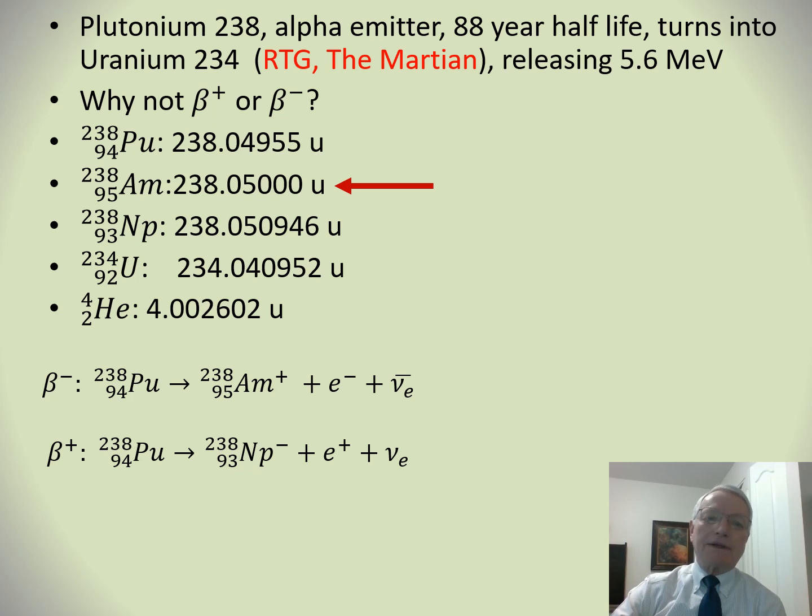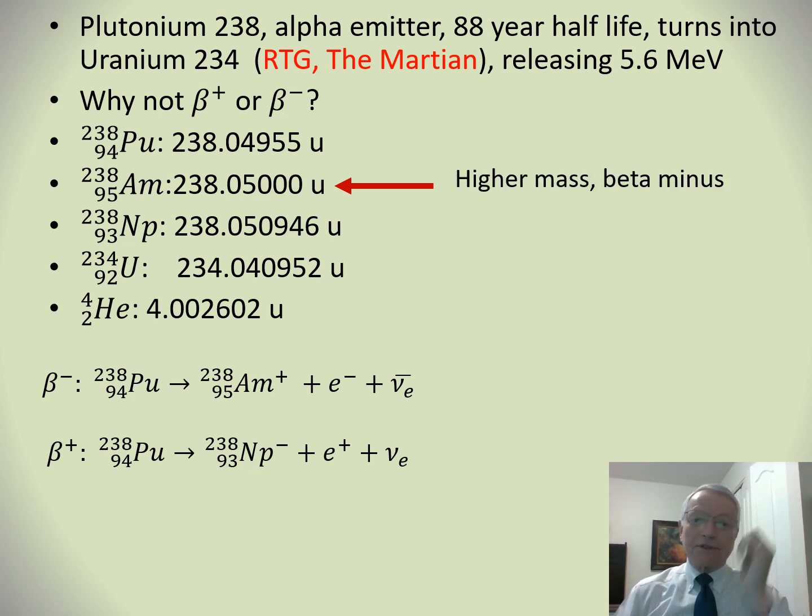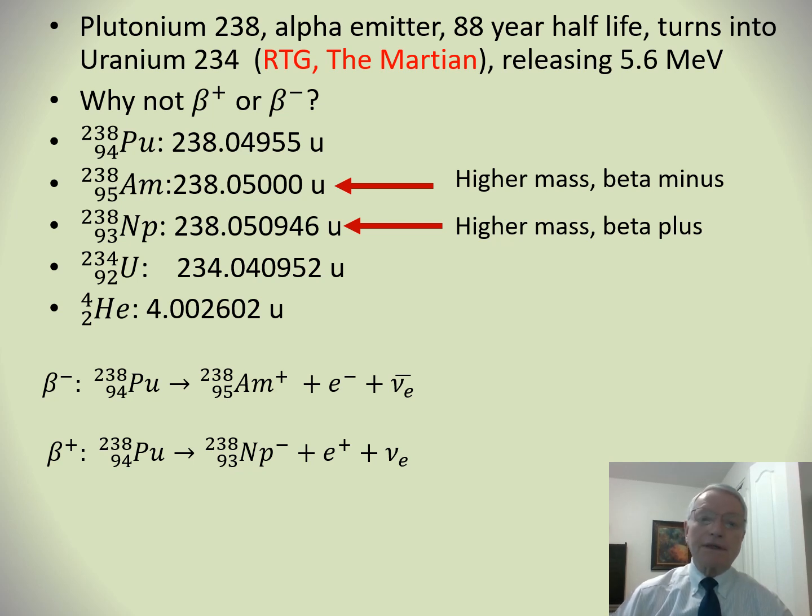That's that one right there. Now check the masses between the original plutonium and the americium. The americium has a 5 in the second decimal place. The plutonium almost has a 5, but not quite. So it can't decay this way because the end state has more energy than the starting state, so this wouldn't go. Here's beta plus decay down here, and it's too high too. It's got a 5 in the second decimal place.